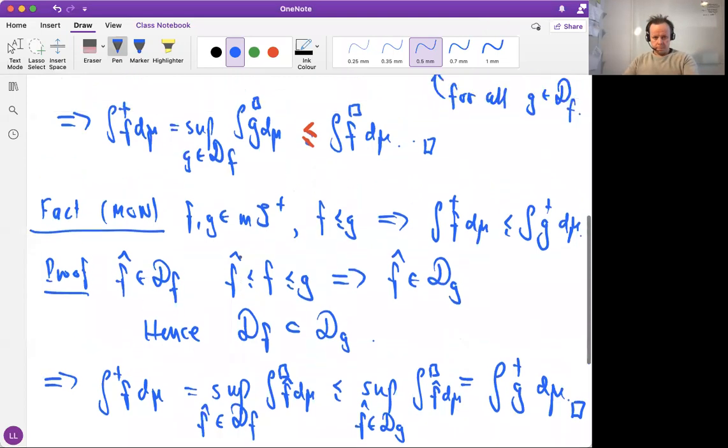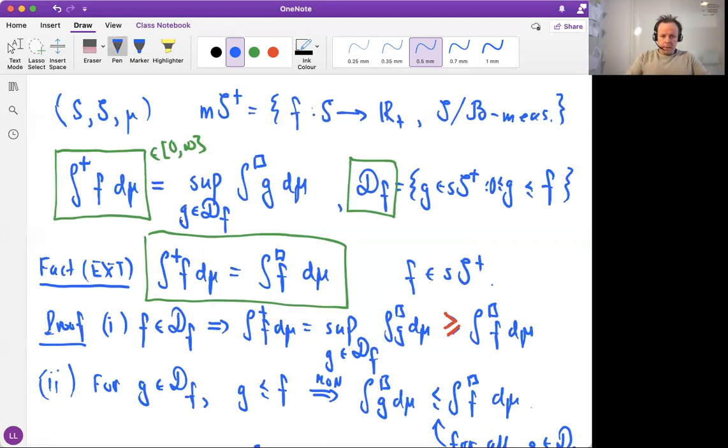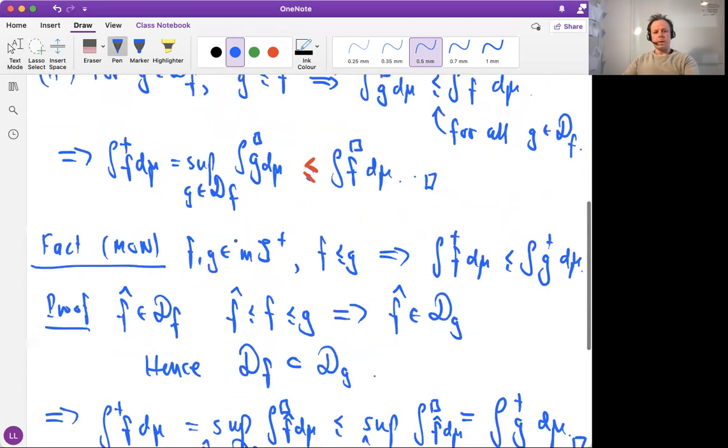Let's recall. This integral here extends the original simple integral, and it has the property that it's monotone. Yes, it is monotone in this very respect.